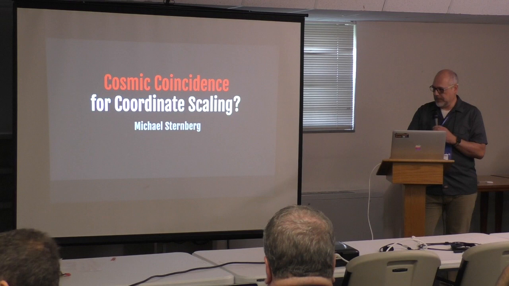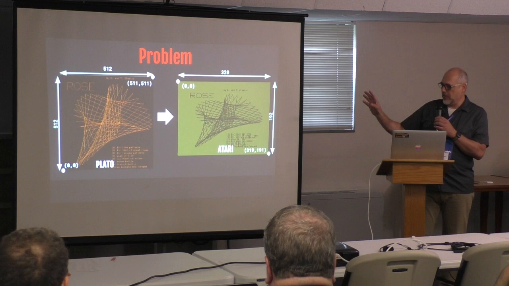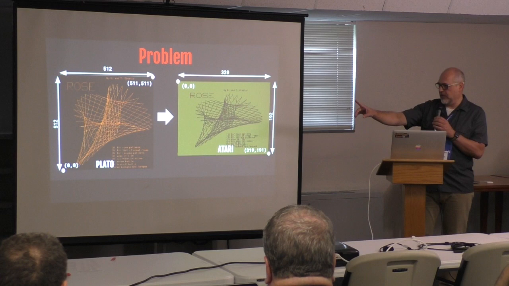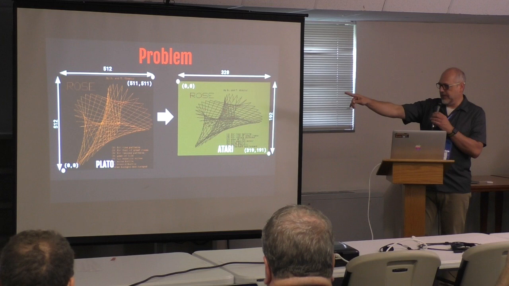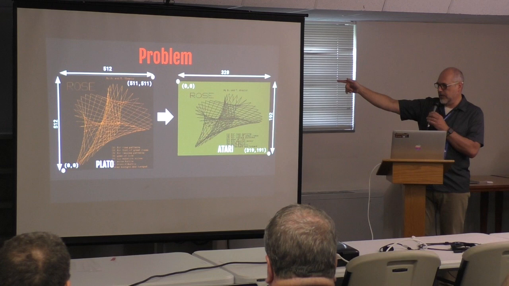So the problem they were trying to solve was that the home computer was receiving a coordinate system from the original PLATO system that would be 512 by 512, and having to translate that into a 320 by 192 resolution. So, for example, the top right corner is 511, 511. It would have to be translated into, well, really 319, 191 on the Atari.